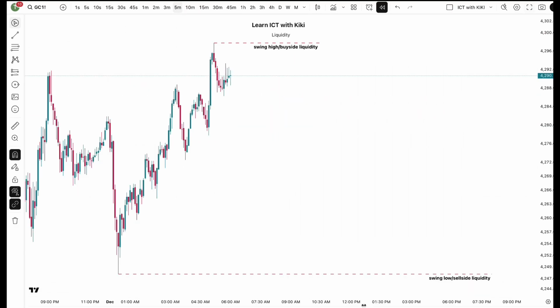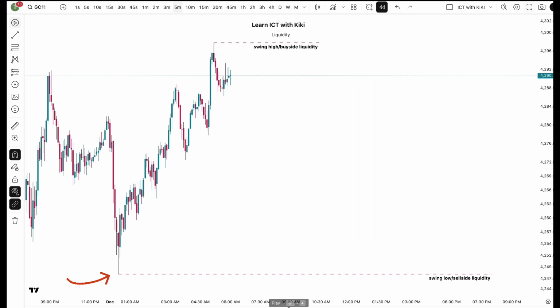We'll start with the most basic form of liquidity, which are swing highs and swing lows. So what is a swing high? A swing high is a point on a chart where price pushed up, paused, and then pushed back down. Think of a little mountain peak. Above that peak, what do most traders put? Stop losses. So above every swing high is buy-side liquidity, money waiting to be taken.